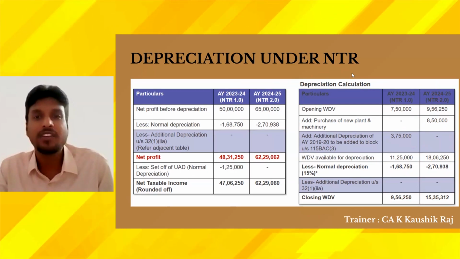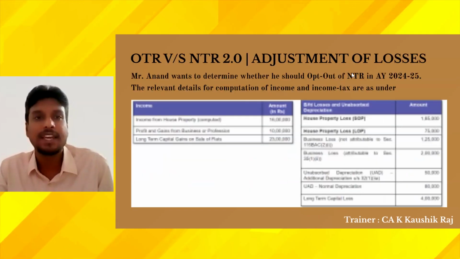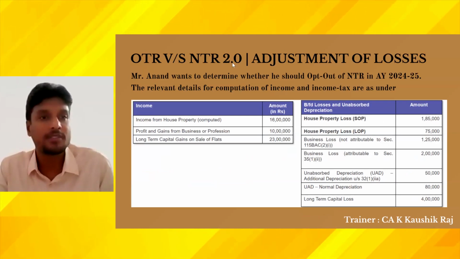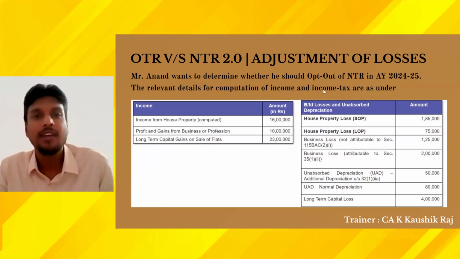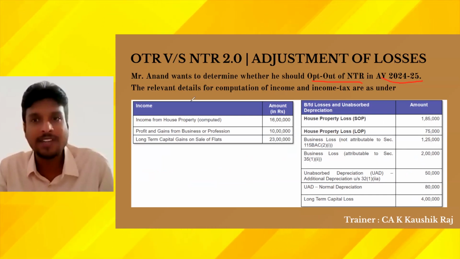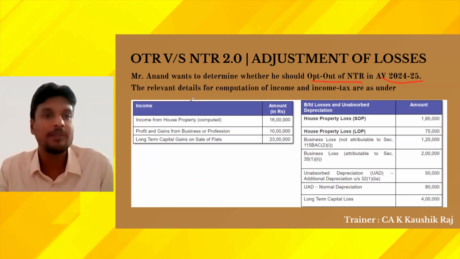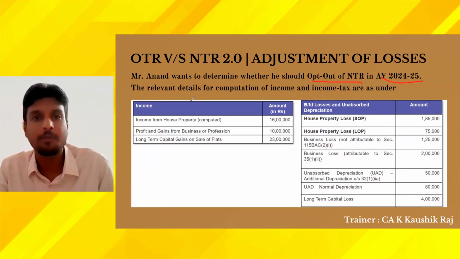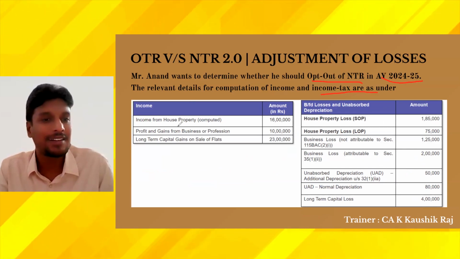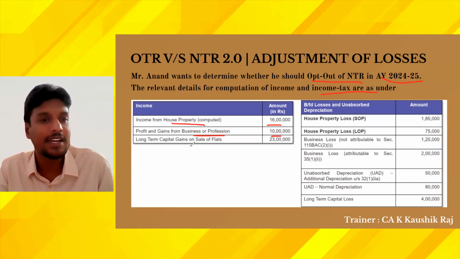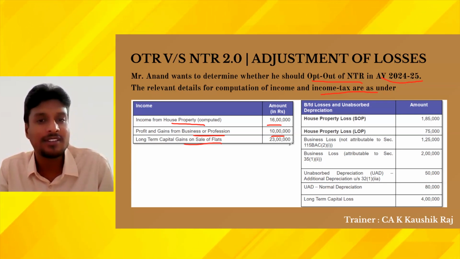Moving further in terms of the last case study that we have in terms of the adjustment of losses, we said that you'll have to forego in terms of the set off of losses. So Mr. Anand wants to determine whether he should opt out of new tax regime in financial year 23-24, that is assessment year 24-25. The relevant details for computation of income and income tax are as under. So income from house property is 16 lakh, profits and gains business is 10 lakh, long-term capital gain on sale of flats is 23 lakh.